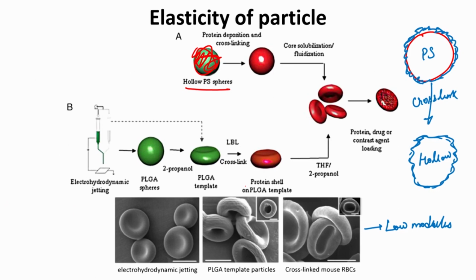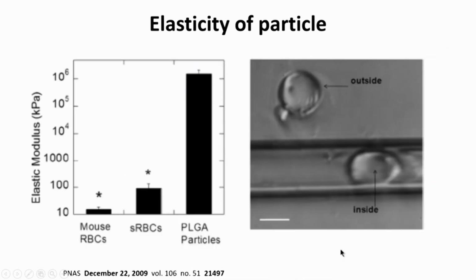So, here just an example, here they are showing their actual particle, and here are cross linked mouse RBCs. So, they look very similar. So, what the authors are reporting here is they have been able to mimic the RBCs using this particular method. So, this is another alternative to what we discussed in the previous slide.